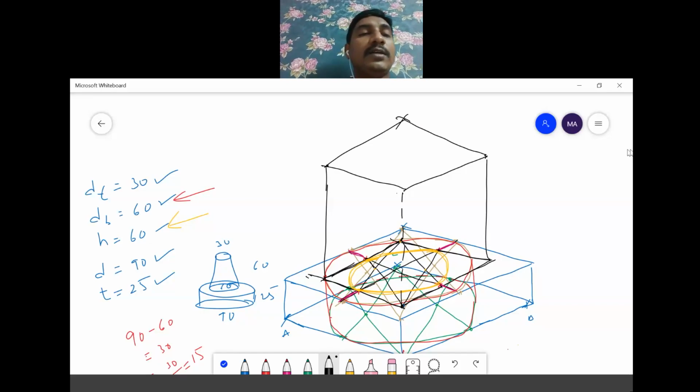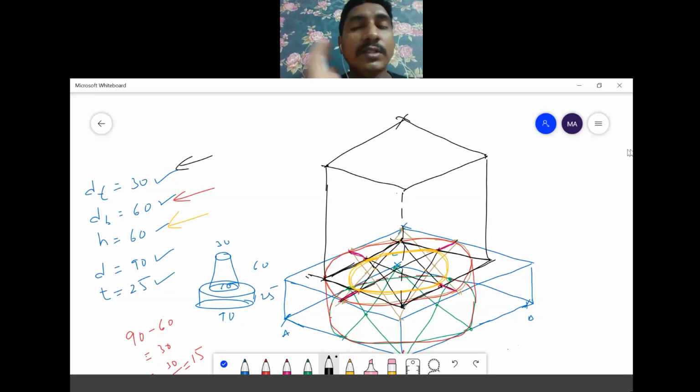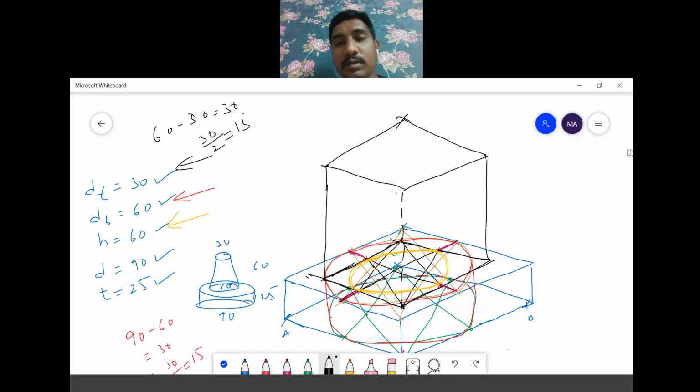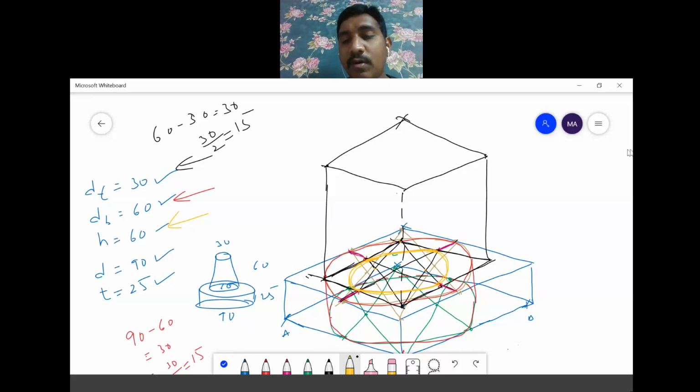After that, the top diameter is how much? 30 mm. So 60 minus 30 will be 30. 30 by 2 will be 15. You have to reduce 15 mm on each side. So I am marking the midpoints at 30, 30, 30. I'm drawing the lines to these midpoints.